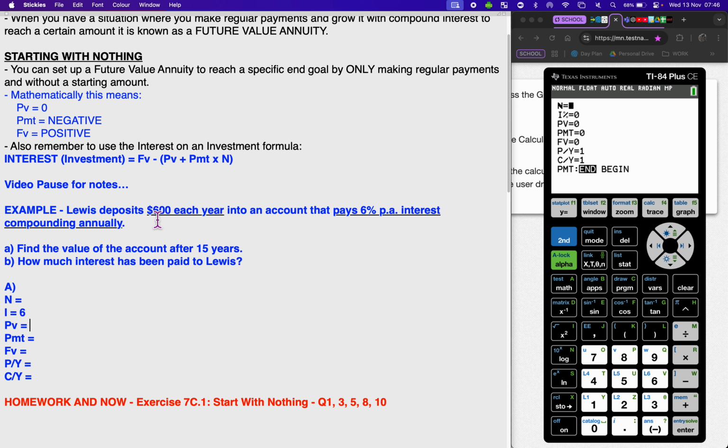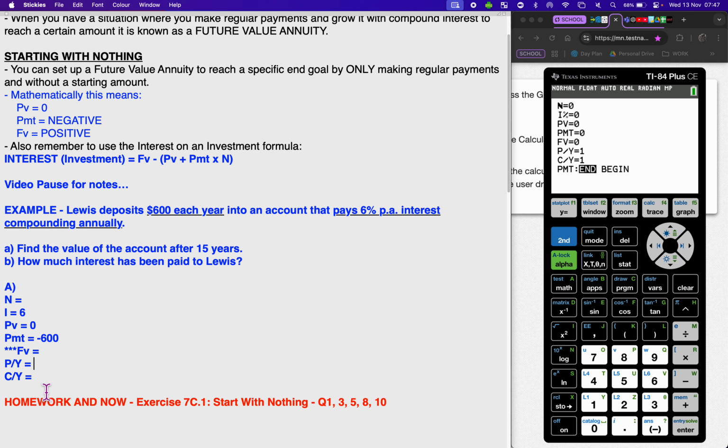PV. Does this situation start off with anything? All it says is he's depositing $600 each year, and also the exercise they're doing is annuity starting with nothing, so PV is going to be 0 like we took in the notes above. He's paying $600 each year, so that's what PMT is going to be, but based on our first lesson on TVM Solver, the money is moving away from him. It's going from his pocket into the bank, so it's going to be negative $600. FV, well, the question is asking find the value of the account after 15 years. So FV is what I'm finding. So I'm going to put stars next to that.